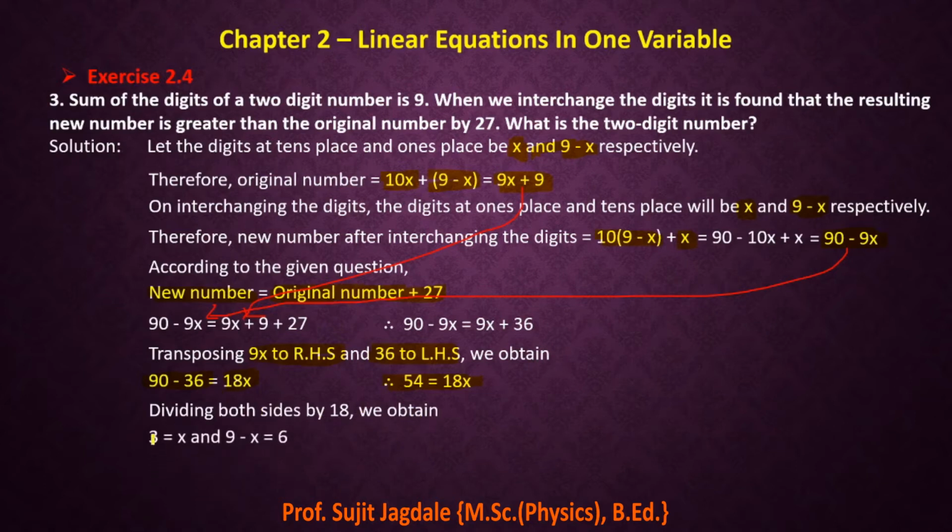We obtain 3x is equal to 3 after dividing both sides by 18. We know that 18 times 3 is 54, and the 18 will be cancelled. So therefore we get x is equal to 3.